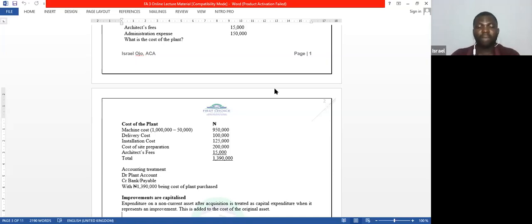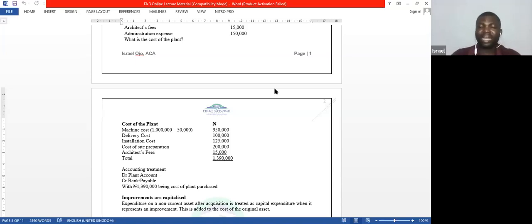Or maybe the asset is giving you 10,000 units on a monthly basis. You now incur an expenditure on the asset, and that production increased from 20,000 to 30,000. That amount you have incurred is what you need to capitalize. That's an example of capital expenditure.